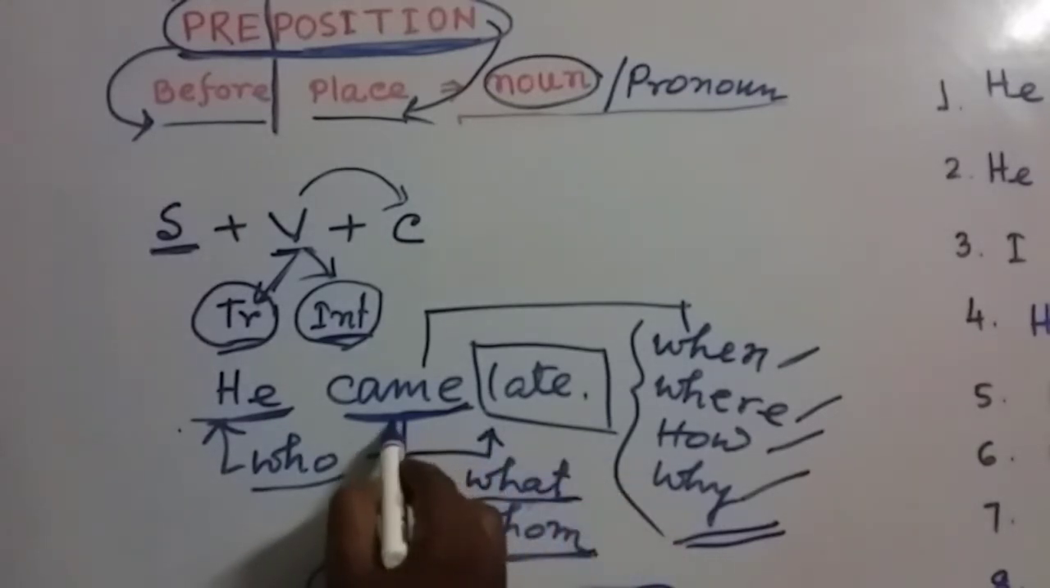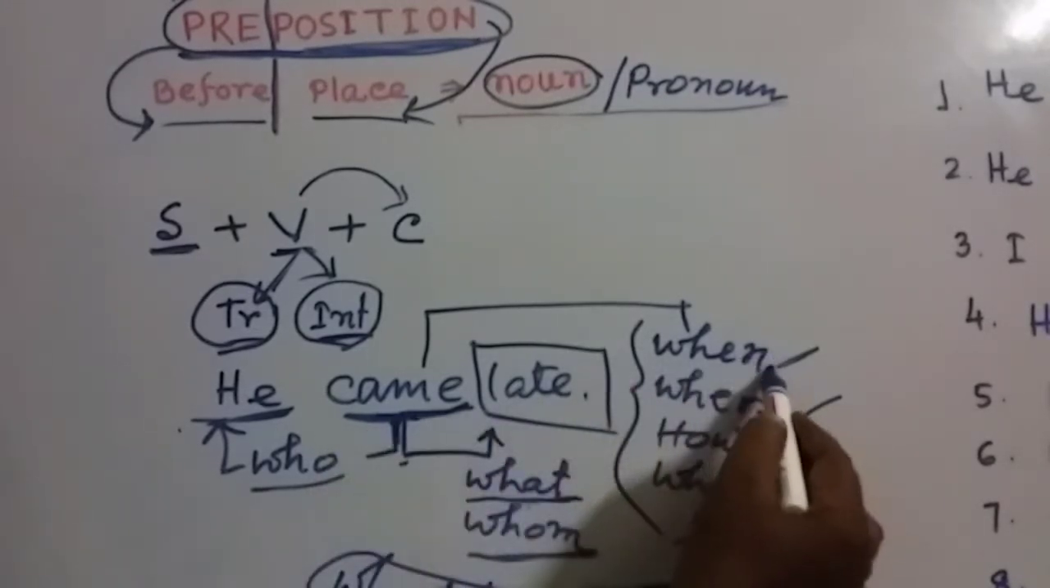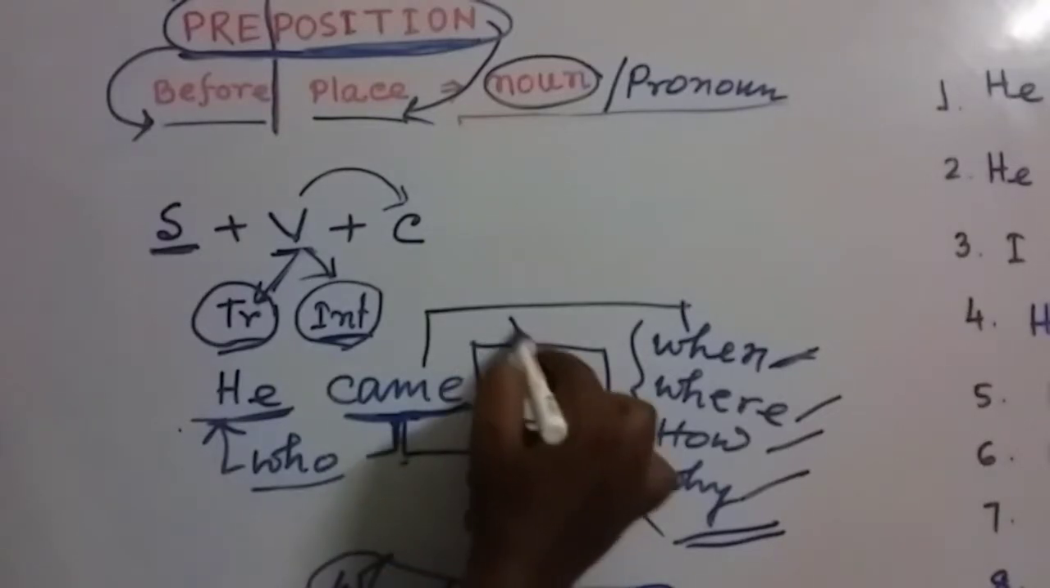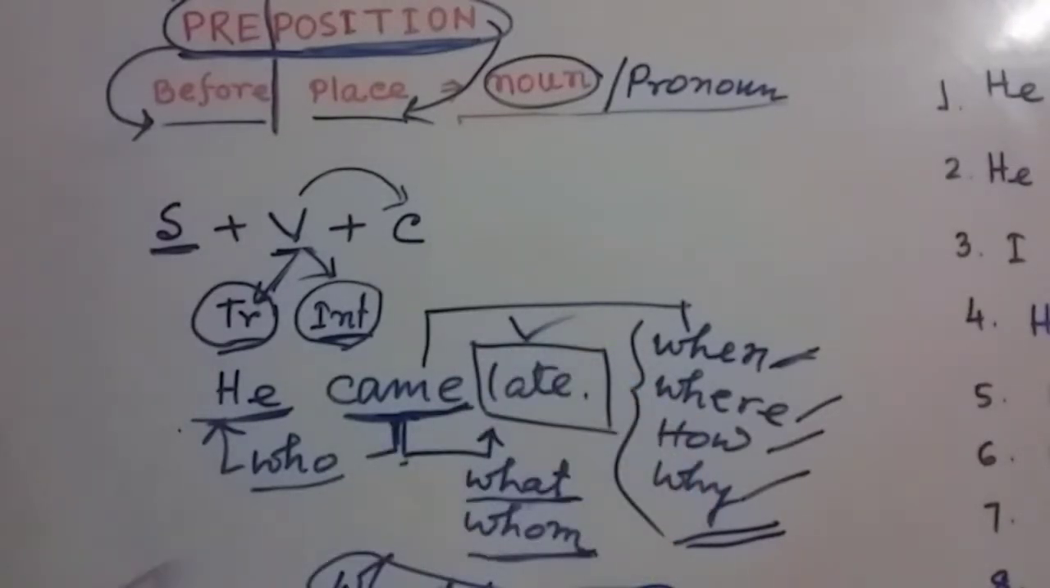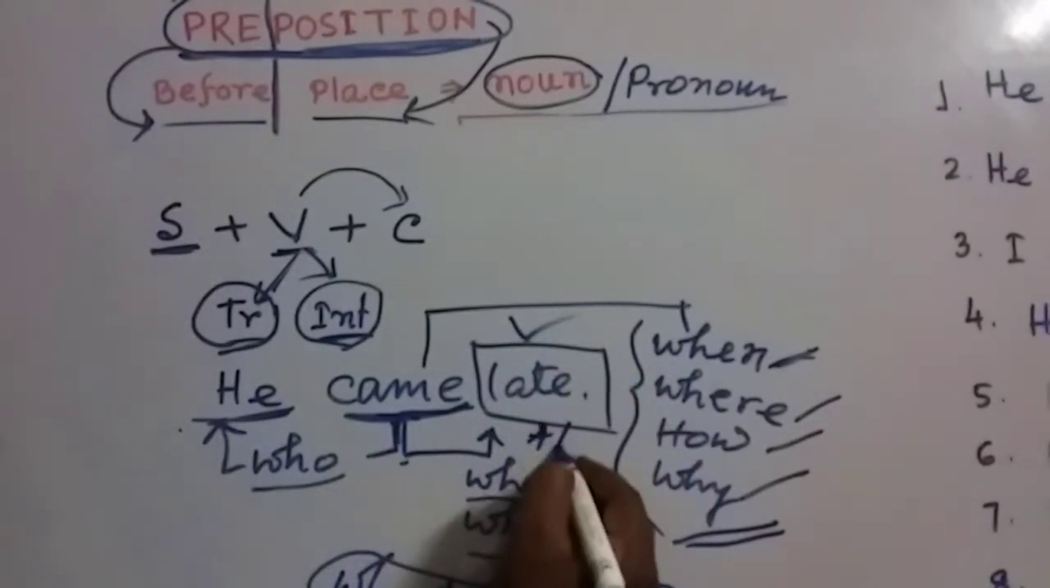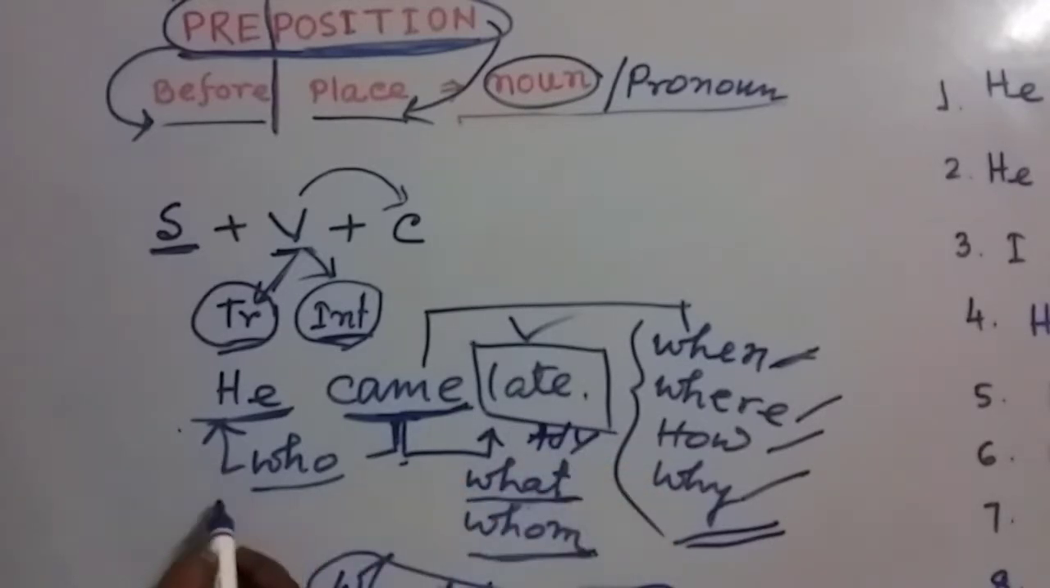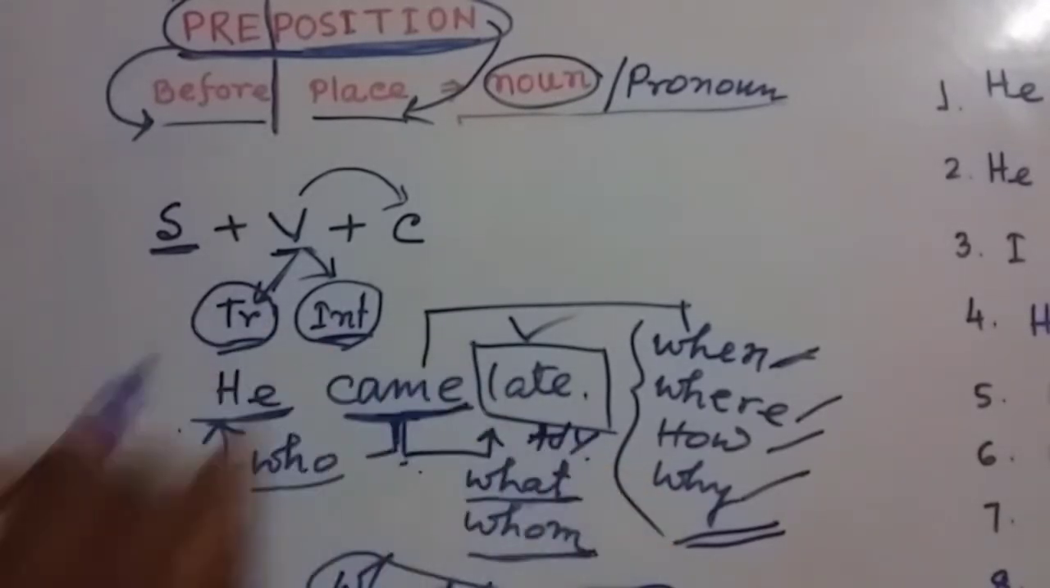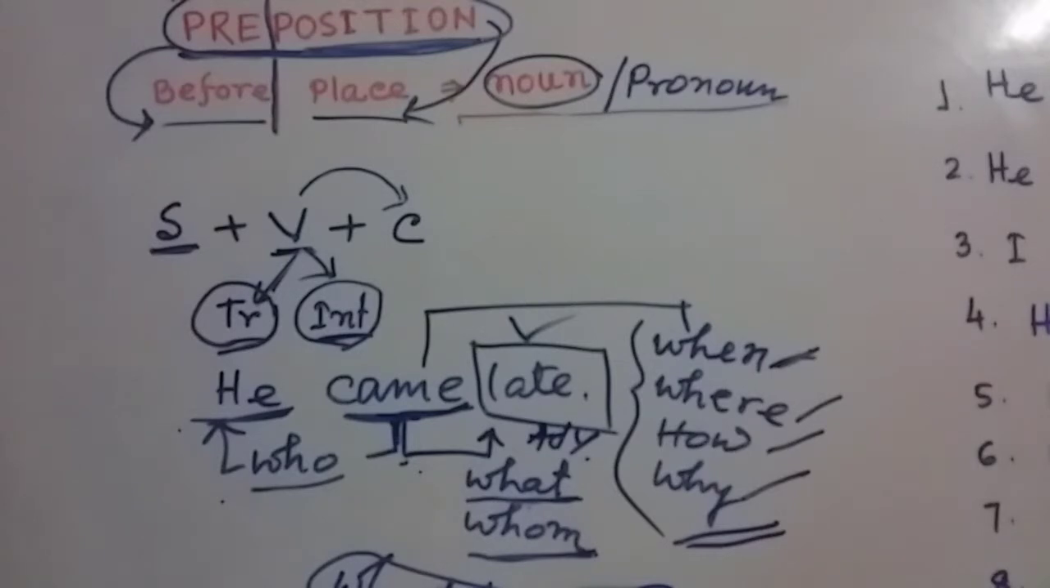Here my dear friends, you can see came, if you ask the verb by when, you will get this answer, late. That means this is the adverb. So this is the subject, this is the verb, this is the adverb. In this situation, we do not need to use any kind of preposition.